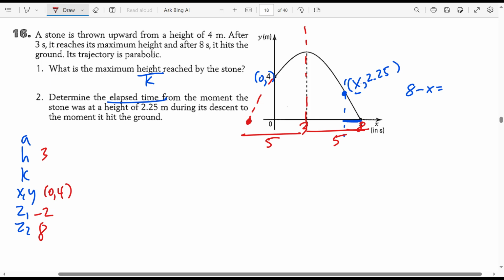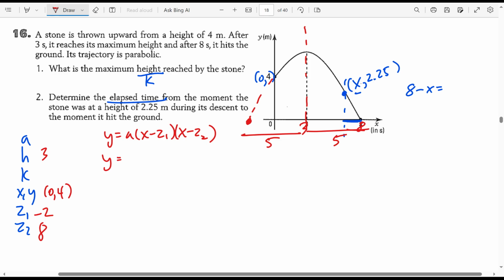So what does that mean? That means I'm going to have to do this in zeros form because I don't have a K. So that kind of stinks. So on this one now, I know I'm going to use zeros form. Y is equal to A, X minus Z1, X minus Z2. We'll plug this in here and solve for it.